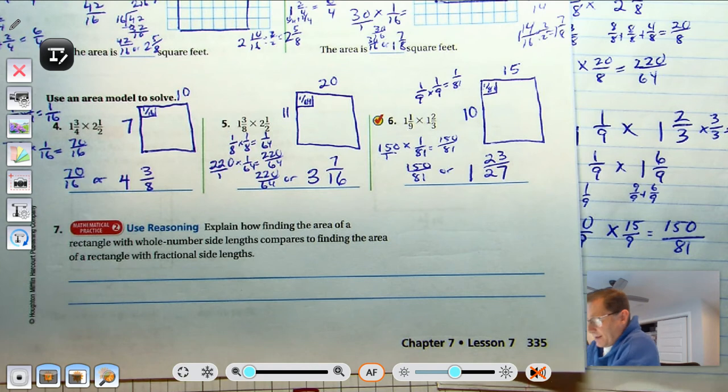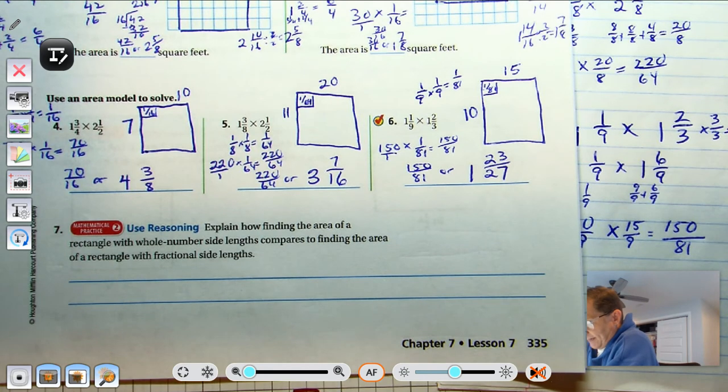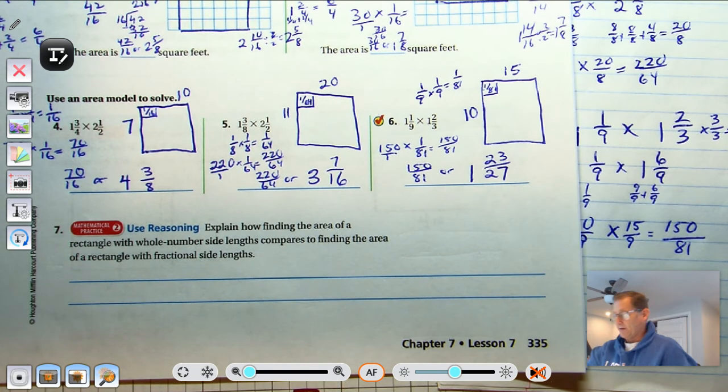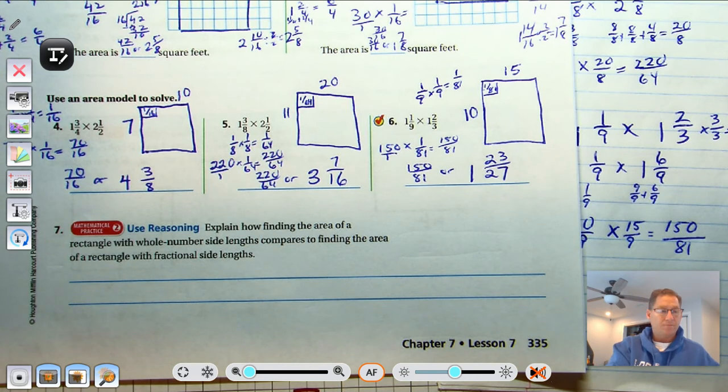Okay, number 7. Explain how finding the area of a rectangle with whole number side lengths compares to finding the area of a rectangle with fractional sides. Well, don't we multiply both by the size of the length and the width? Sure.